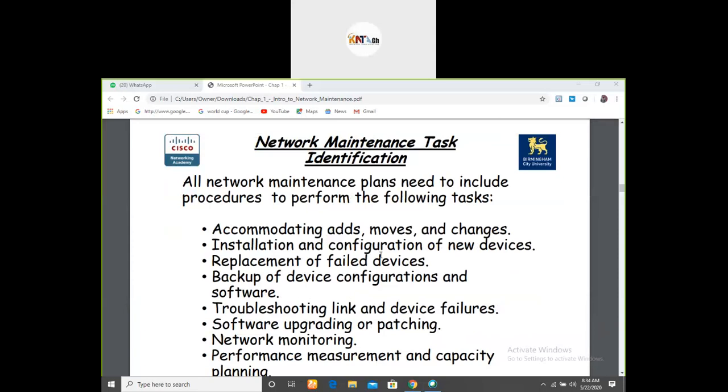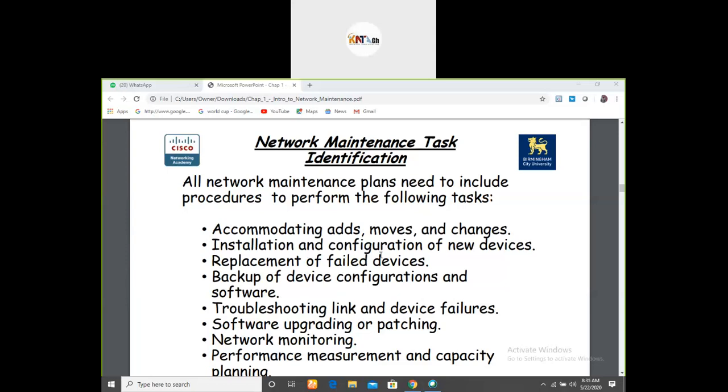You need to install and configure new devices. You need to replace failed devices. You need to back up device configurations and software. You need to troubleshoot link and device failures. You must upgrade your software with patches.